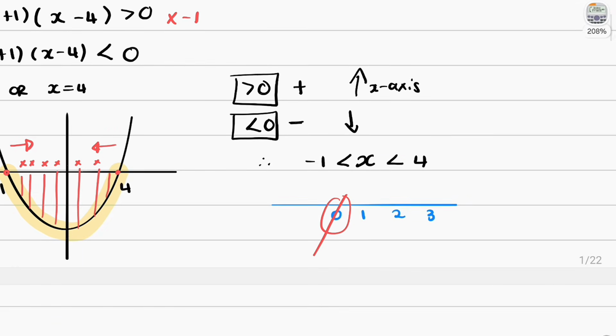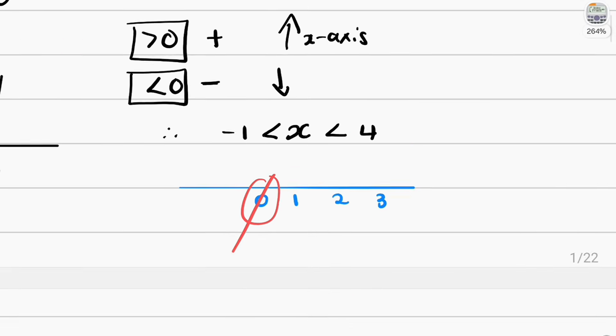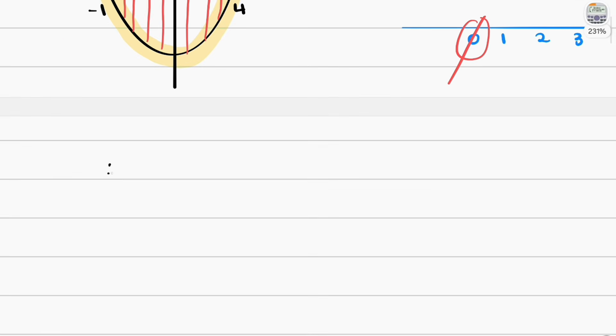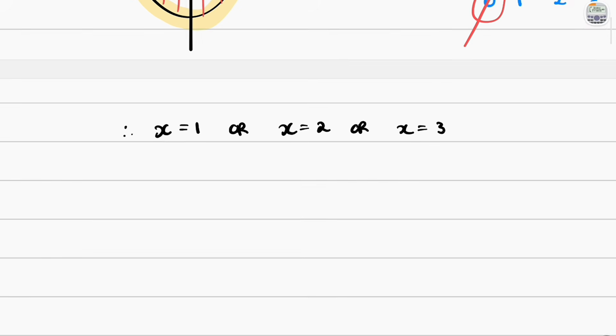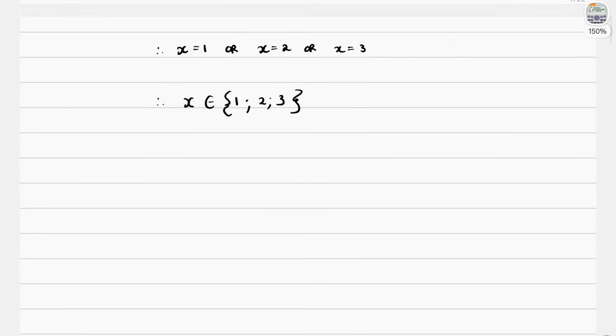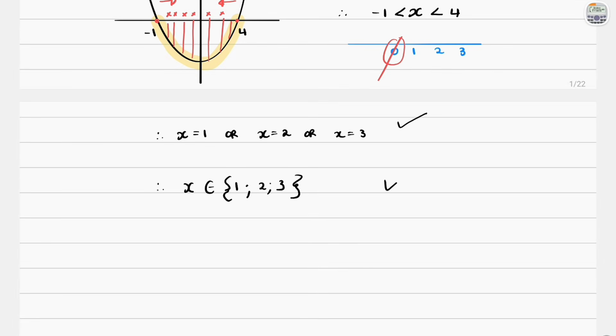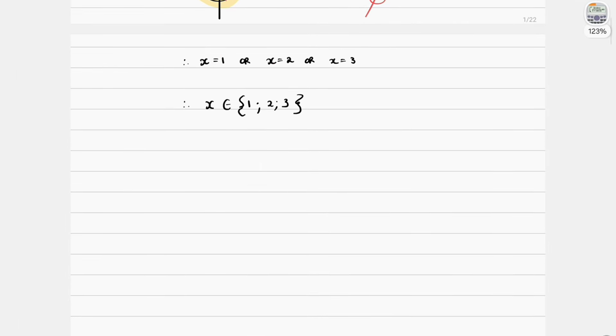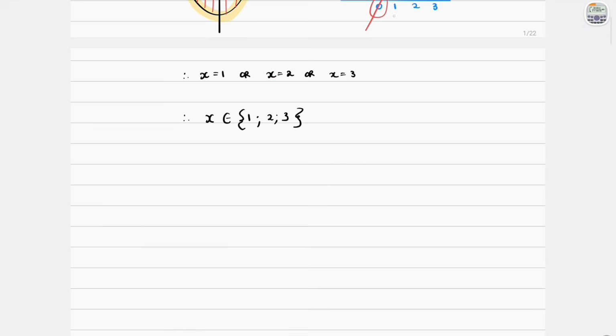So you can actually just tell them that x is an element of, well, you can write it in two ways. x is equal to 1, or x is equal to 2, or x is equal to 3. And that will be your answer. Or you could just say x is an element of {1, 2, 3}. So all of these numbers, and then that will be our answer. Okay, writing it like this or like this would be acceptable. Moving on to the next question.